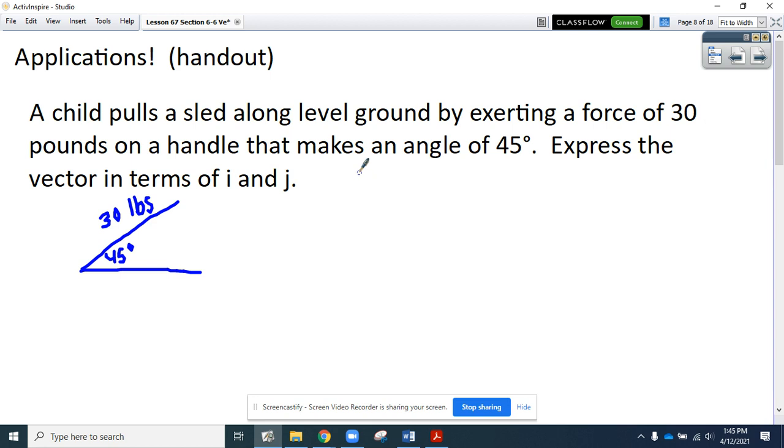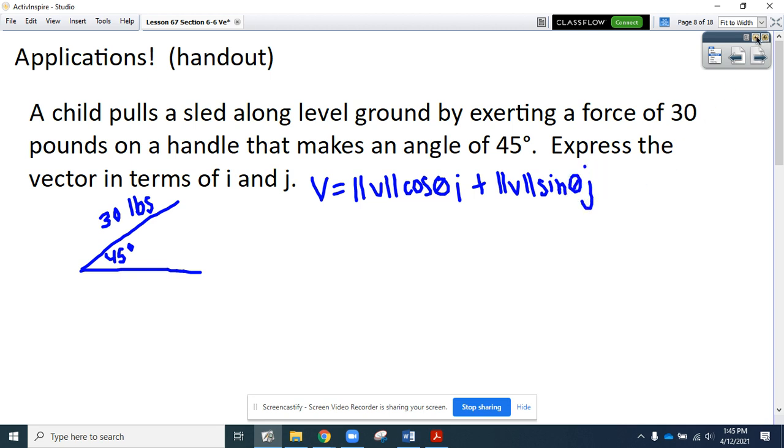So now we want to write this in terms of i and j. So we have a formula that says, okay, if I have a vector, I can do the magnitude of the vector times cosine of the angle. That's my i component, plus the magnitude of the vector times sine of the angle, and that's my j component.